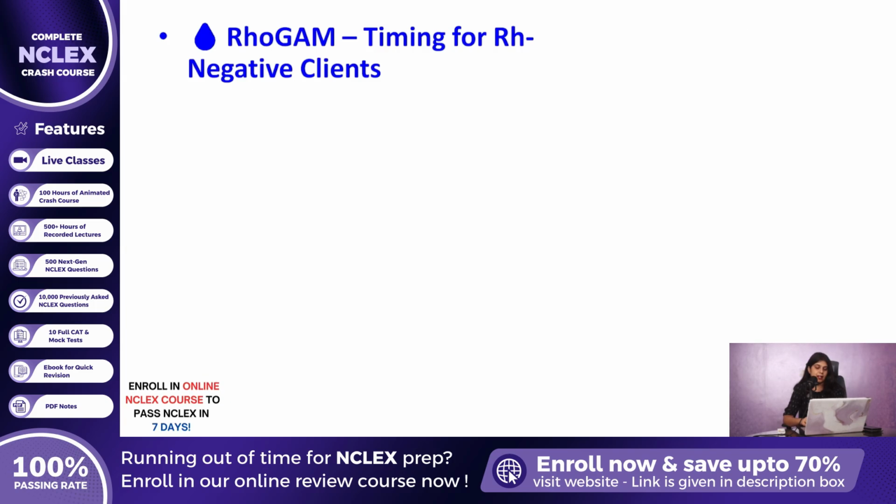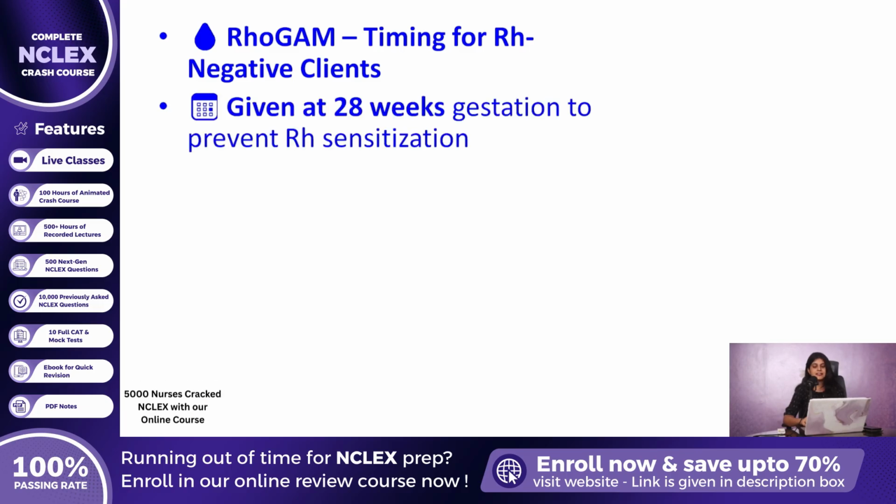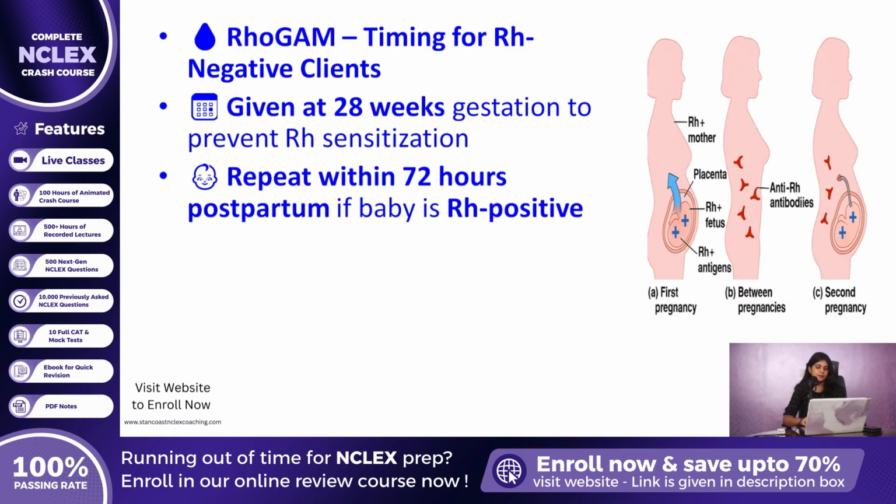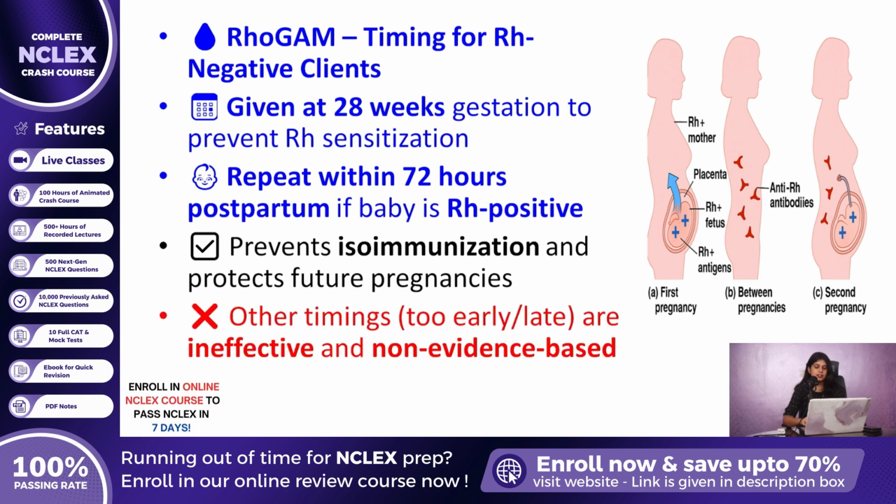Here is the rationale. RhoGAM is given at 28 weeks to Rh-negative clients to prevent sensitization, and again within 72 hours postpartum if the newborn is Rh positive. This timing is evidence-based and protects future pregnancies from isoimmunization risks. The other answer choices reflect incorrect timing intervals that either occur too early or too late to be effective.